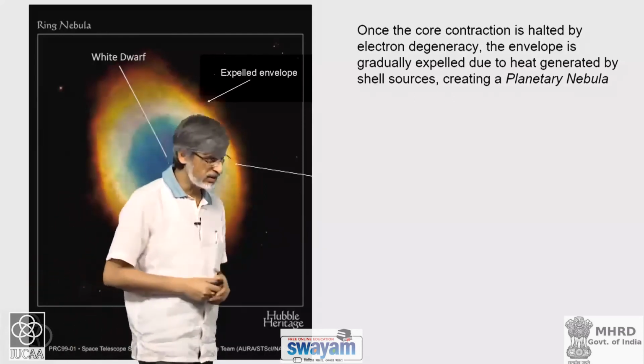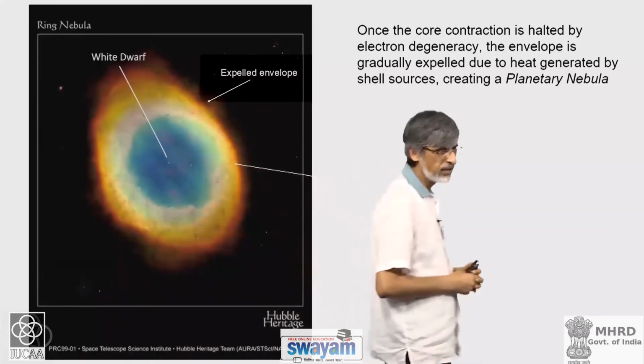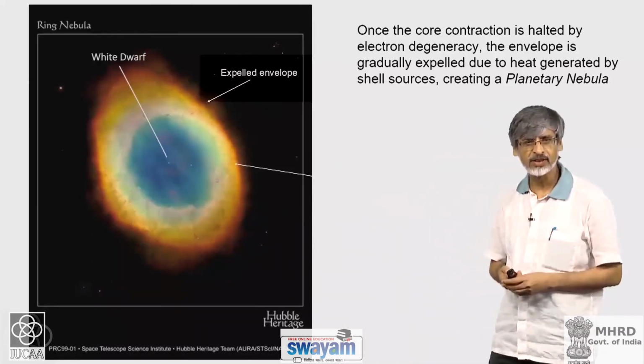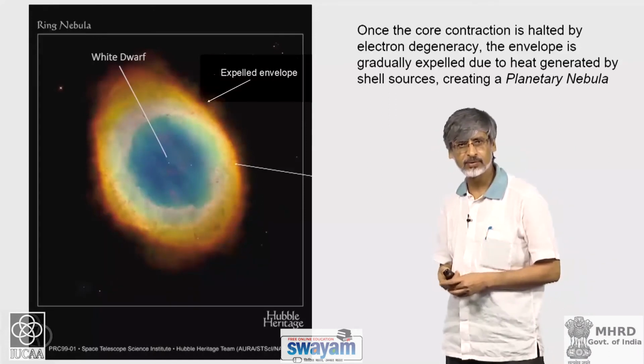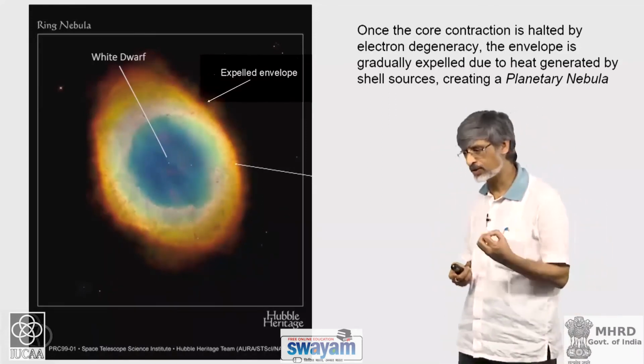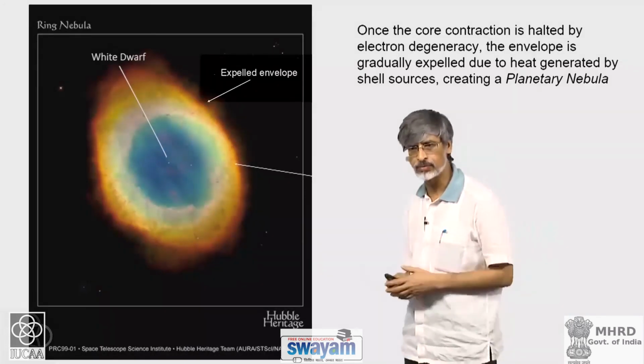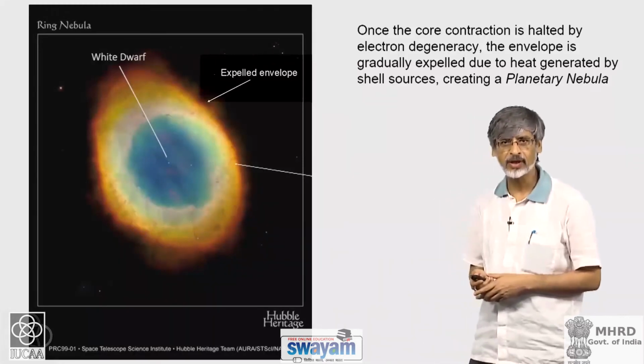So, such objects are often referred to as planetary nebulae, and this is what happens at the end of the stellar evolution. You have the core of the star contracting and finally stopping its contraction in the form of a white dwarf, and the envelope being expelled in the form of a planetary nebula.